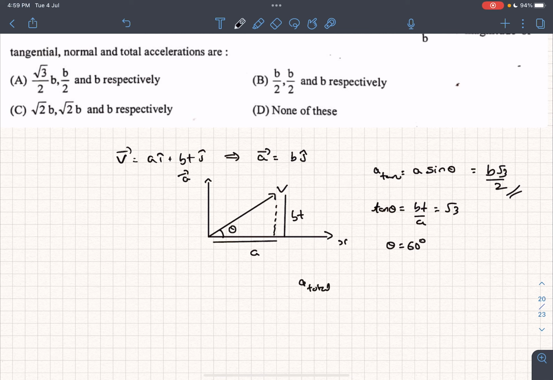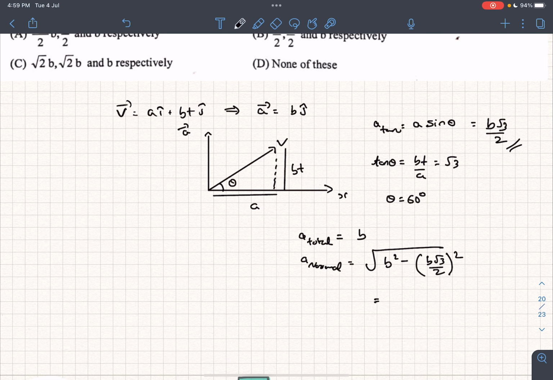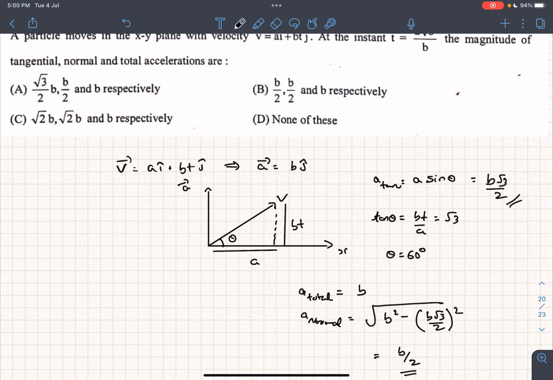Okay, and the total acceleration is simply going to be b. So the normal acceleration is going to be the square root of the total acceleration squared minus the tangential acceleration squared. This would turn out to be b by 2. So the answer for this question is option A.